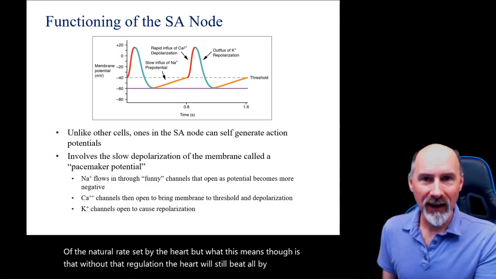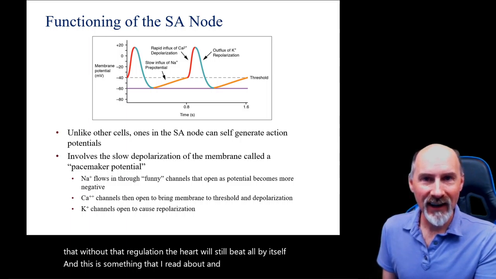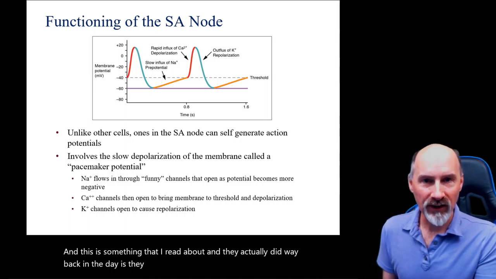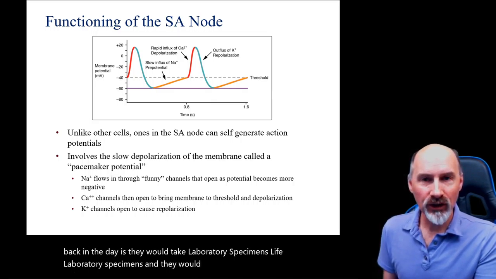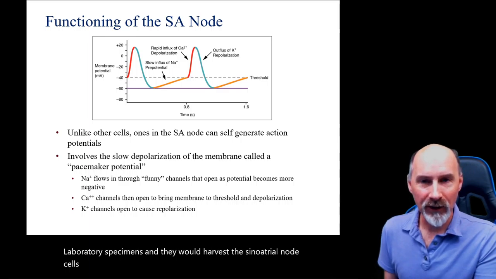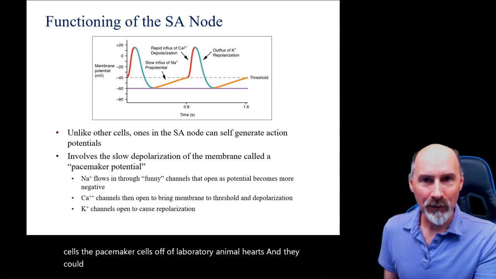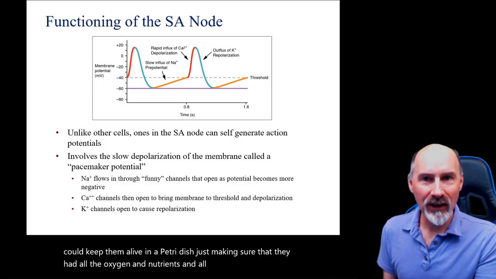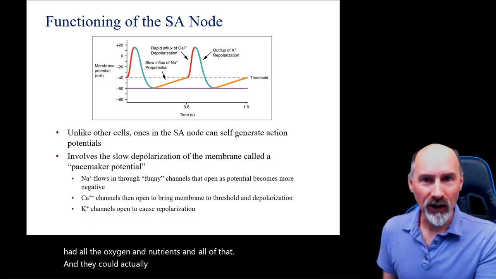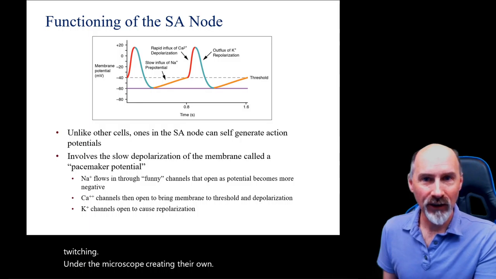You know, and this is something that I read about, and that they actually did way back in the day, is they would take live laboratory specimens, and they would harvest the sinoatrial node cells, the pacemaker cells, off of laboratory animal hearts, and they could keep them alive in like a petri dish, just making sure that they had all of the oxygen and nutrients and all of that, and they could actually observe these cardiac muscle cells twitching under the microscope, creating their own contractions, completely separated from the rest of the heart.